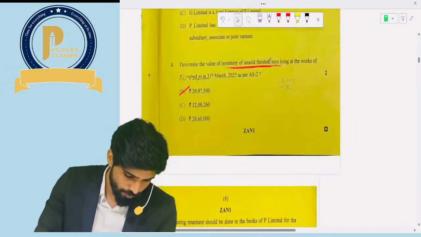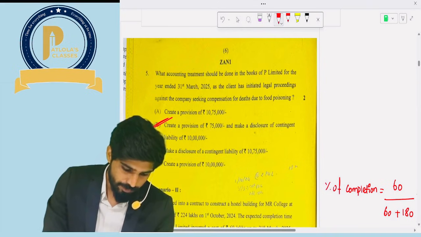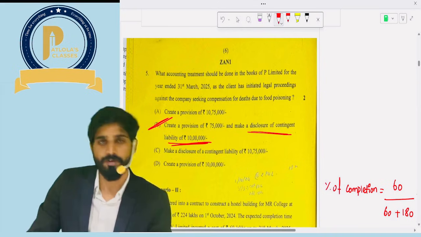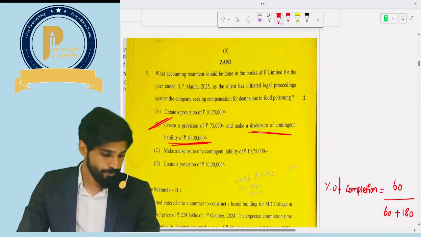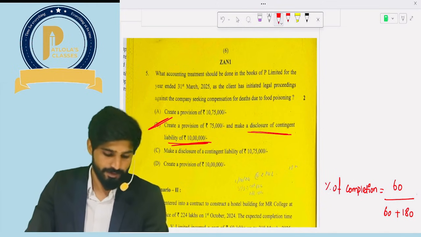So the answer would be we have to create a provision of 75,000 and make a disclosure of contingent liability, that will be 10 lakhs. Hopefully this case study was clear for everyone. Now let us get into the second case study.